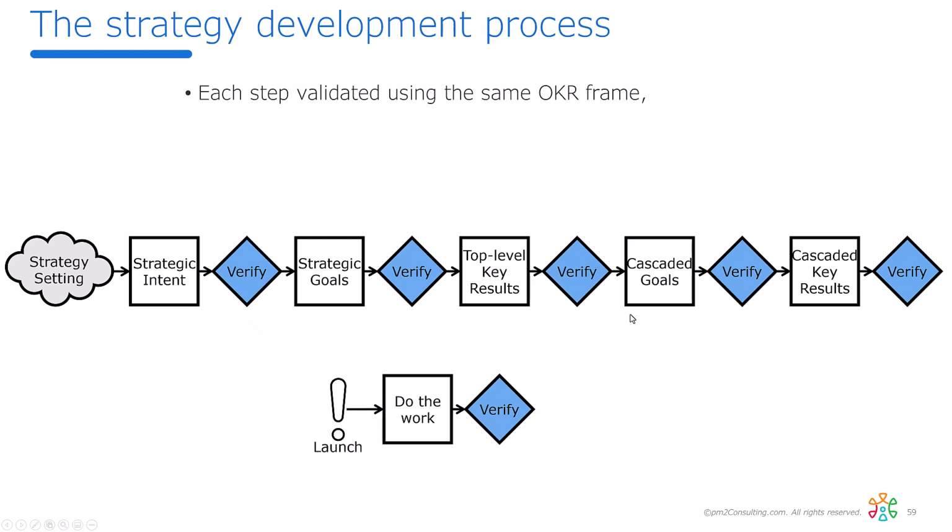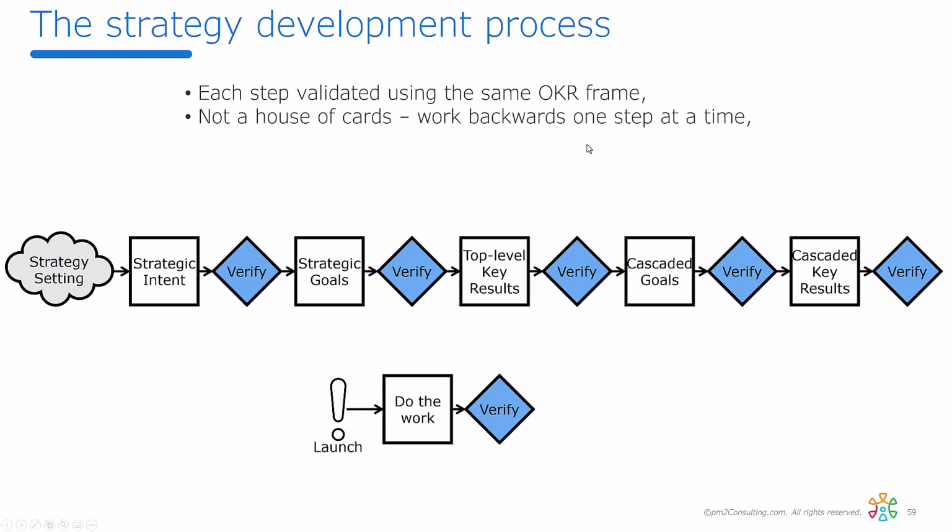And that's where OKRs come in, right? At each point, I'm doing the corporate level objectives. I'm doing the cascaded objectives. I'm doing the top level key results. I'm doing the cascaded key results. So the point is I'm using the same framework all the way through. What does that mean? It means, first off, I don't have to do a different algorithm to verify at each step. I keep doing the same thing, using the same framework. I'm just getting more and more granular, more and more detailed.